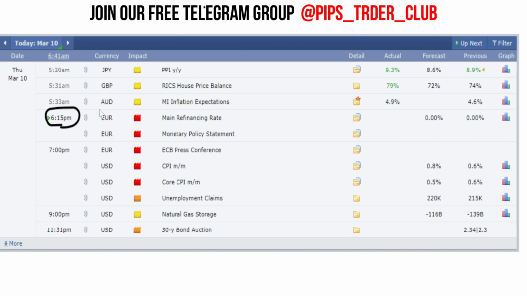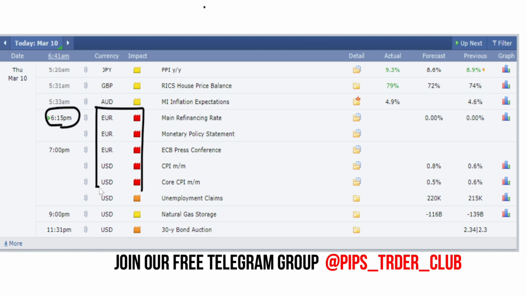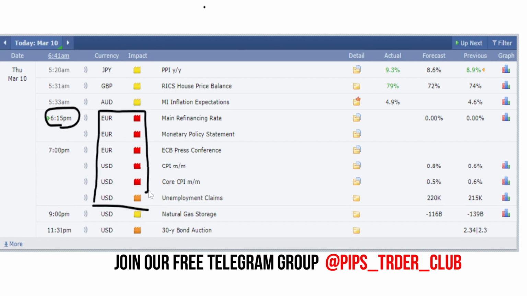So today we can see a lot of volatility in euro and USD currencies. So plan your trade based on the news schedules. Don't enter into the trade at the wrong time. Let us start with our gold analysis.